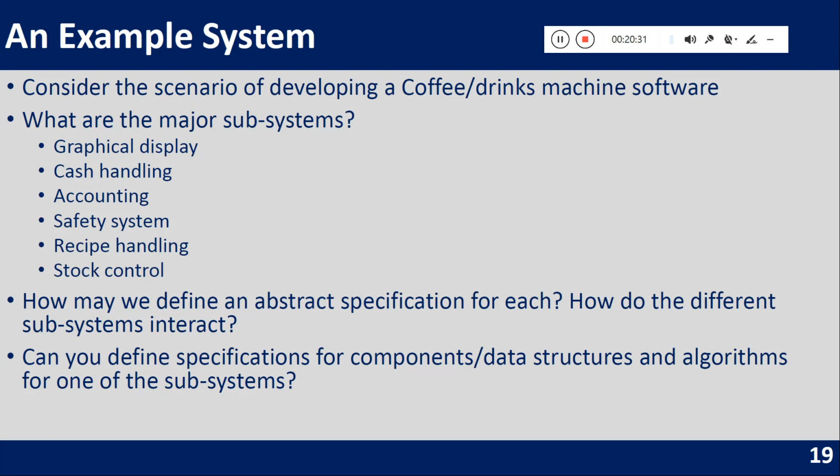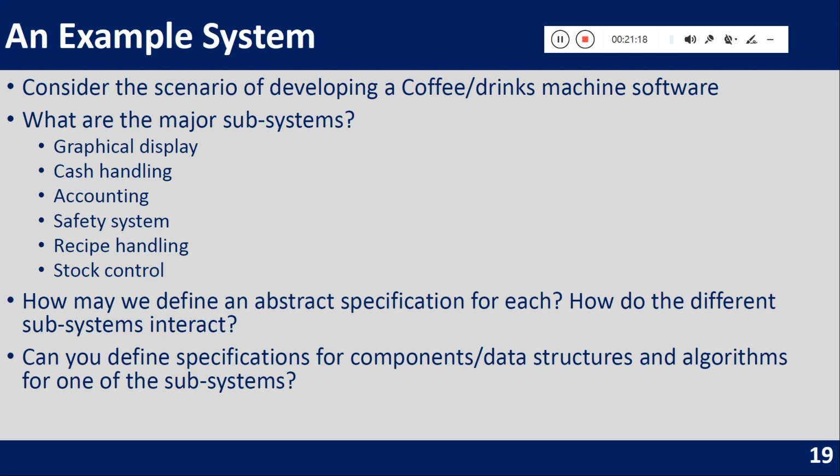For example, we are going to design coffee drinks machine software. What are the main subsystems? We have the graphical display, cash handling, accounting, and safety system. The graphical display is useful for users to use the system. The cash handling is because you need to handle dollars or pounds. The accounting is so that maybe the manager can count how much money he earned, and the safety system is that we do not want the money to be stolen.